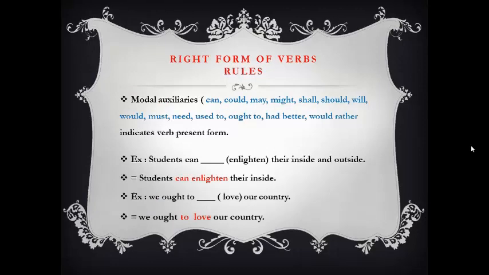Modal auxiliaries. Here we see some modal auxiliaries including can, could, may, might, shall, should, will, would, must, need, used to, had better, would rather, which indicate verb present form. Please follow the examples. Students can enlighten their inside and outside. The answer is students can enlighten. Here can is a modal auxiliary verb, so after a modal auxiliary verb, verb present form is used in a sentence. Another example: we ought to love our country. The answer is we ought to love. Here ought to is a modal auxiliary verb. So let's watch the next slide.